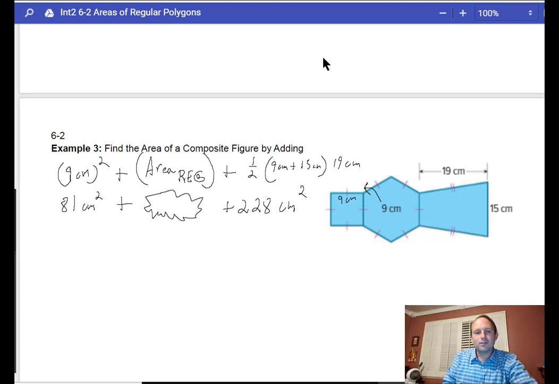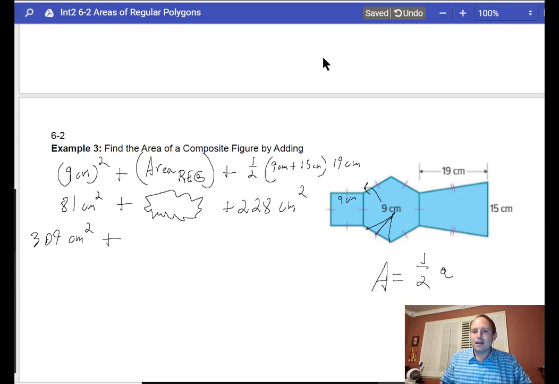Now what we have to do is figure out what that is. So if I add this, I get 309 centimeters squared plus the middle part right here. Let's figure out what the middle part is. We have to figure out what the apothem is. Remember the area of a regular polygon is equal to 1/2 of the apothem times the perimeter. So the perimeter of this is 9, 1, 2, 3, 4, 5, 6. 9 times 6 is 54 centimeters.